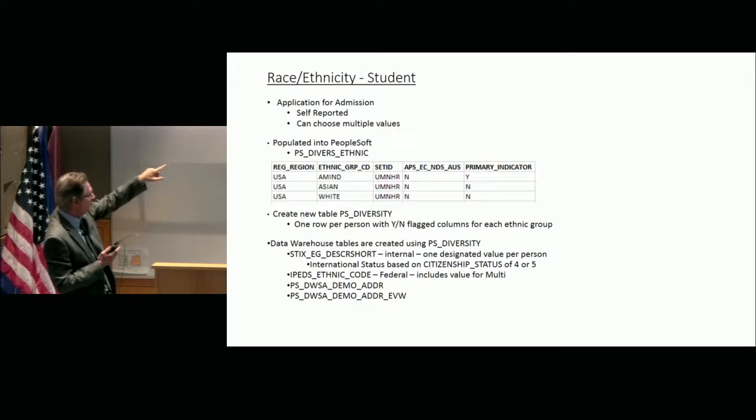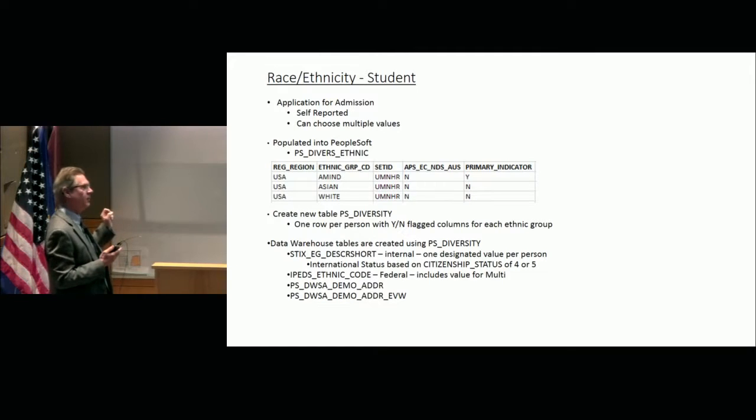The STICS EGDESC short has been around forever. That's sort of the internal one value per person that's been used for years for trend reporting. And it segments out international students based on citizenship status. So there is not a self-reported international category. And that's sort of per federal regulations. And then there's the IPEDS ethnic code, which actually has a category for multi.